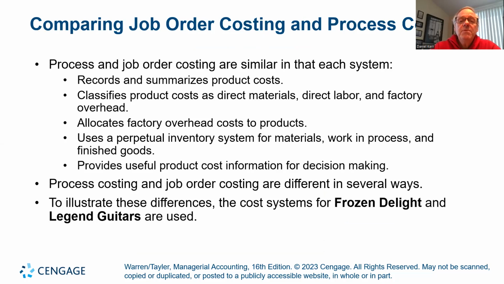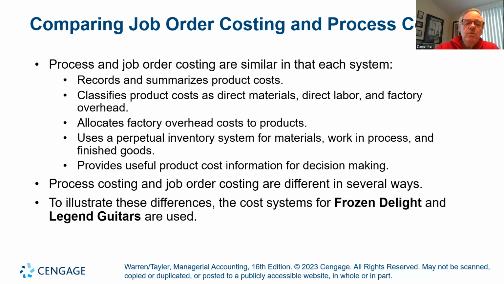So there are some similarities between the two. In process and job order costing, we're going to be recording and summarizing product costs. We're going to have costs of material, labor, and overhead in both process and job order costing. We're going to be allocating factory overhead. We're going to be using a perpetual inventory system. We're going to have work in process, finished goods, and raw materials. And we're going to provide product information that's going to be useful for decision making. But there are significant differences between the two, which will become more apparent as we get into this chapter.